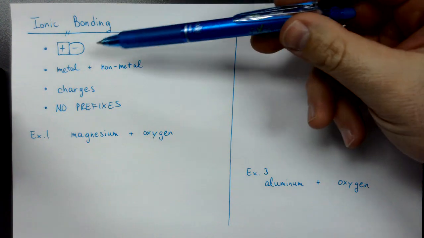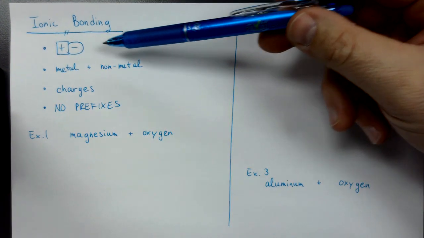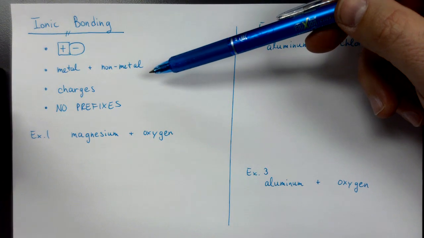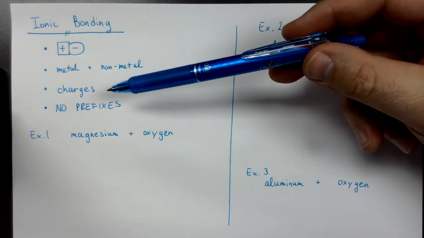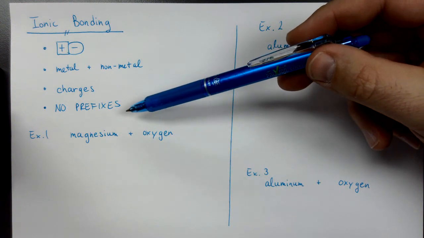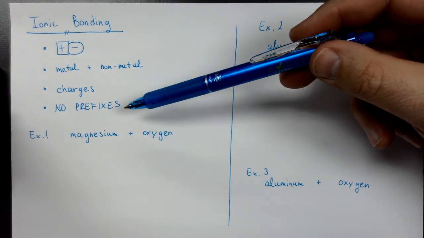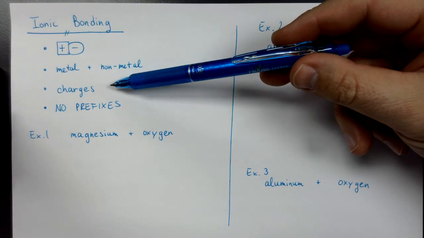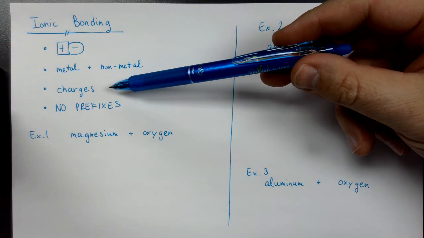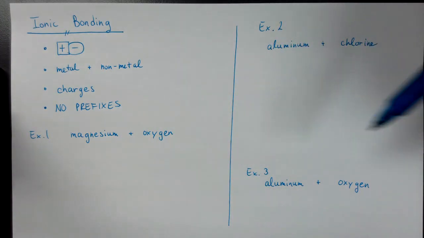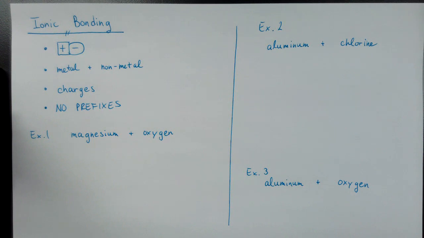First of all, ionic bonding is typically a positive and a negative ion. Very commonly, that's a metal and a non-metal, but there are other combinations. You need to know that ionic bonding includes charges, and therefore, we have no prefixes. Unlike covalent compounds, these exist in set ratios decided by the charges, and it's the simplest possible ratio. So you don't need to say how many of each atom, because people can figure it out using the charges.